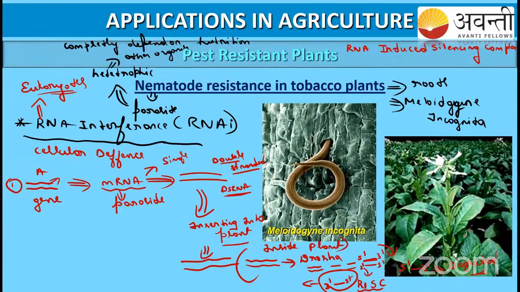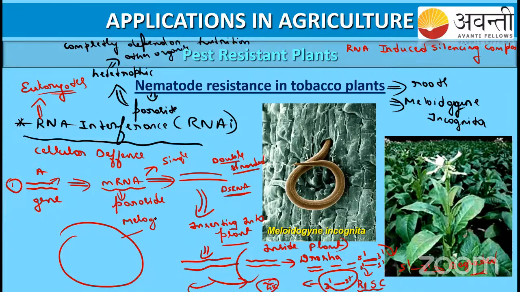So now what happened? This Meloidogyne incognita is very small. So this will ingest this small RNA with the RISC complex. Okay, so now what happened in the Meloidogyne incognita?